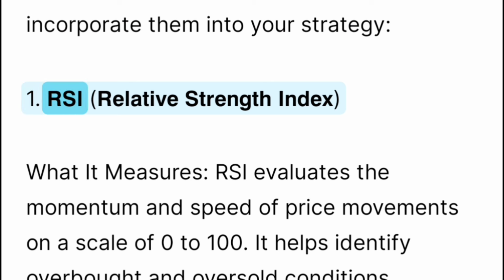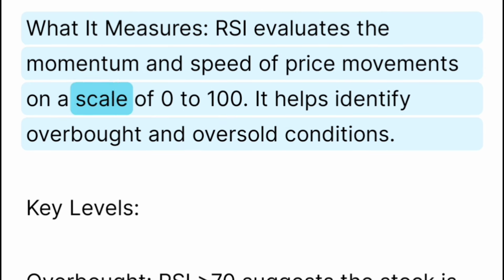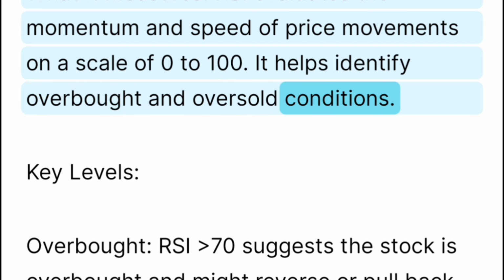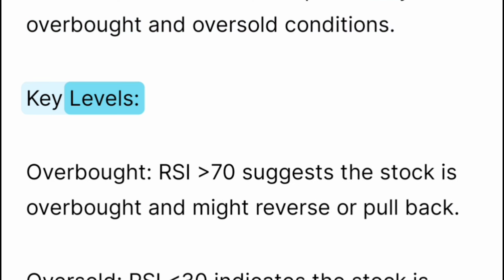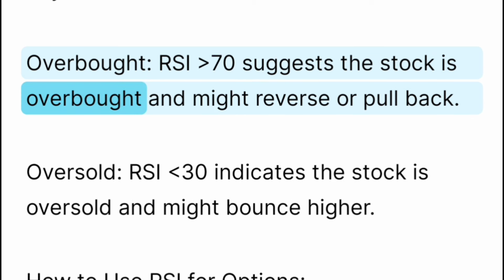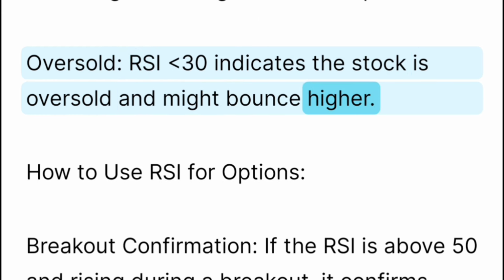1. RSI, Relative Strength Index. What it measures: RSI evaluates the momentum and speed of price movements on a scale of 0 to 100. It helps identify overbought and oversold conditions. Key levels. Overbought, RSI 70, suggests the stock is overbought and might reverse or pull back. Oversold, RSI 30, indicates the stock is oversold and might bounce higher.